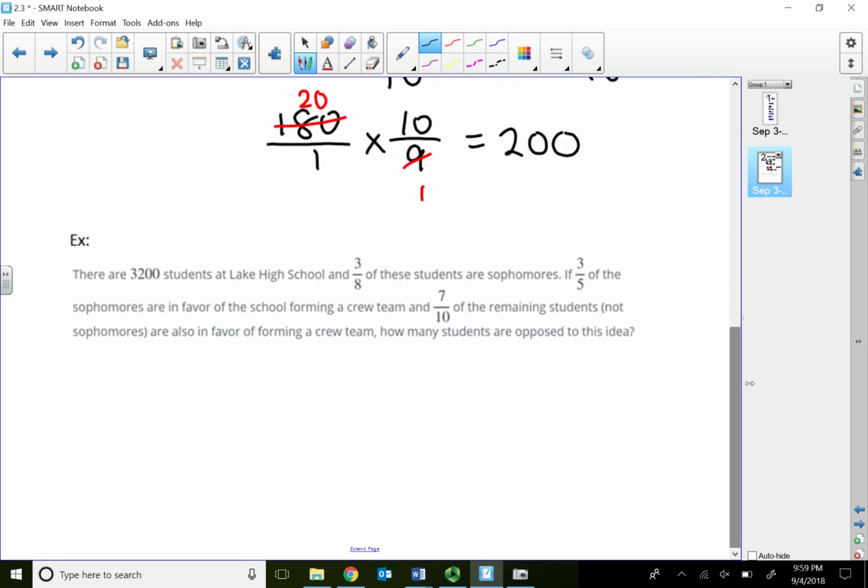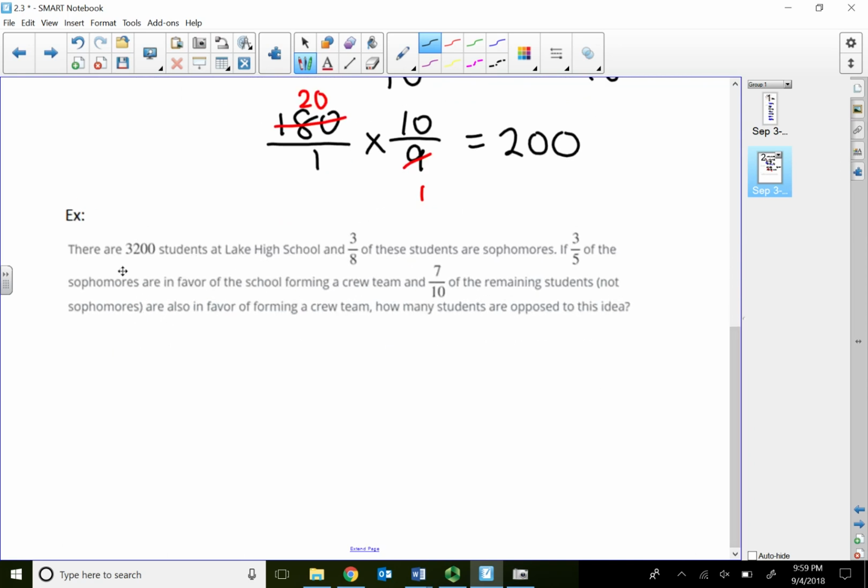Now, this problem is a little bit weird. There's a lot of things going on here. So it says 3,200 students at Lake High School, and 3/8 of these students are sophomores. So 3/8 out of 3,200 are sophomores.